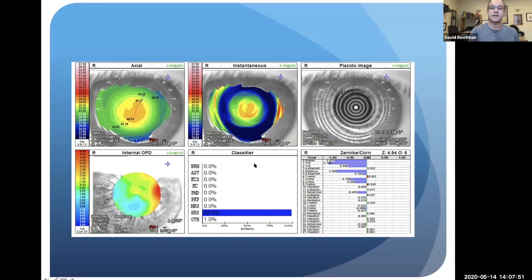And this is the classifier, the AI that's built into the system to help us hone in on the diagnosis, in case you didn't recognize it. This fits into the category of hyperopic refractive surgery.